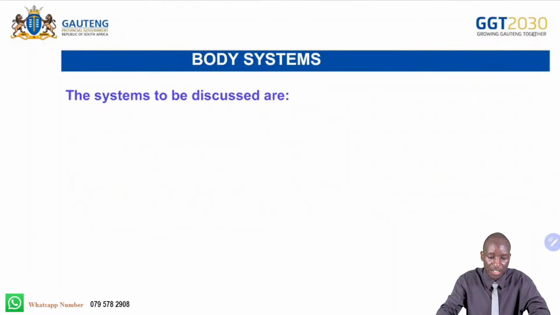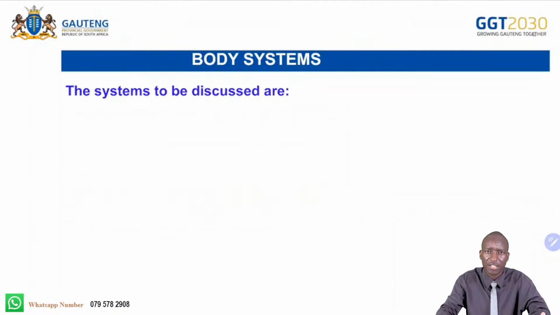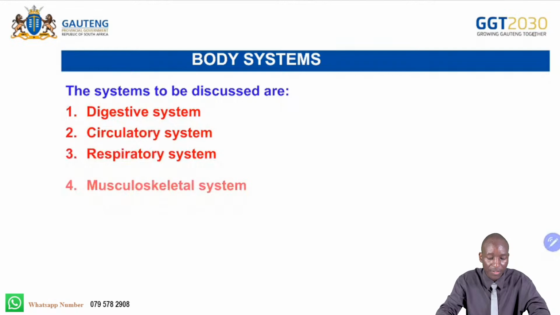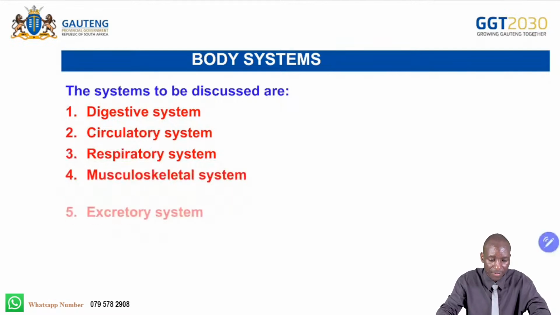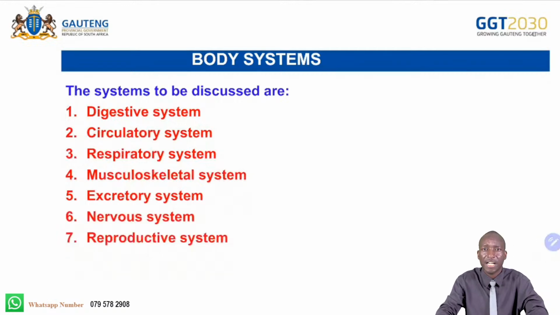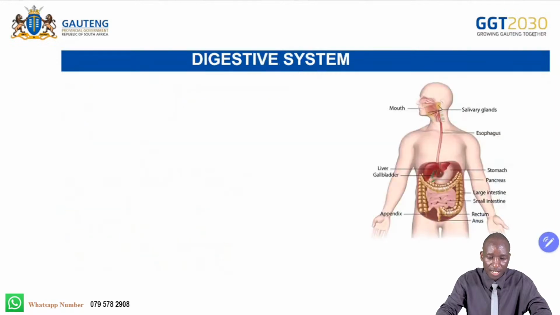Body systems, we're going to start by looking at them in detail one by one. Look at all of them that are going to be discussed throughout the lesson. Systems to be discussed are the digestive system, the circulatory system, the respiratory system, the musculoskeletal system, the excretory system, the nervous system, and the reproductive system. So these are the systems that I'm going to be discussing throughout the lesson. So let's get started as we look at them one by one.